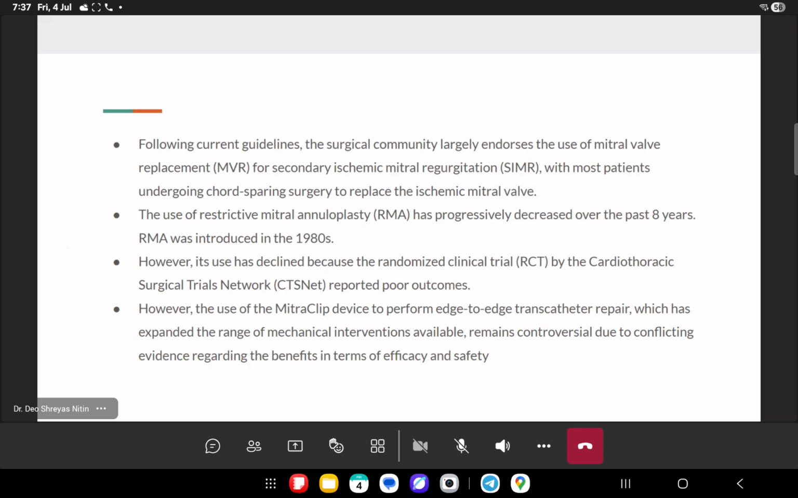However, its use has declined because the randomized clinical trials by the Cardiothoracic Surgical Trials Network (CTSN) reported poor outcomes. However, the use of mitral clip devices to perform edge-to-edge transcatheter repair, which has expanded the range of mechanical interventions now available, remains controversial due to conflicting evidence regarding the benefits in terms of efficacy and safety.